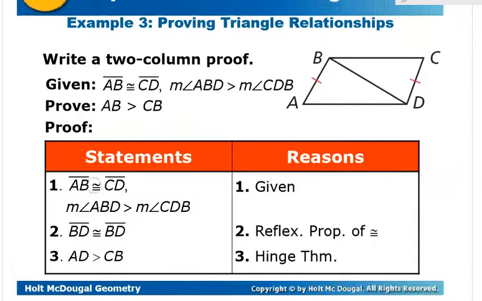Okay, now we're into proofs. Now don't be scared by these proofs. See how short they are? 3 steps. Okay, so given AB is congruent to CD, ABD is bigger, it's very big, already big, than CDB, this guy. This is small. Okay, so we're trying to prove that AB is bigger than CB.